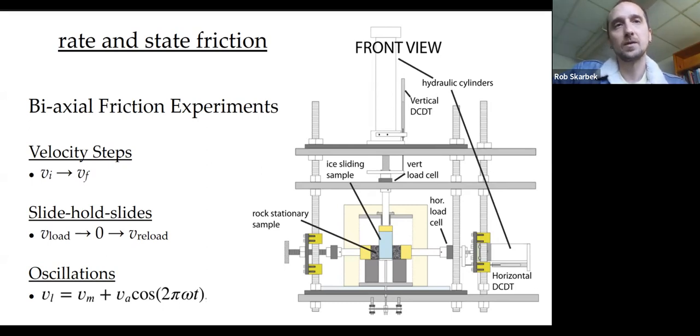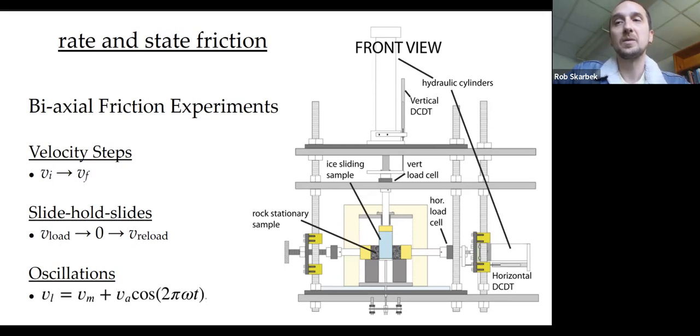So people do three different protocols. They do velocity steps, where they move the center block at some velocity and then abruptly step it to a new velocity. That provides information on how the friction coefficient depends on the sliding velocity. Another common test is called a slide-hold-slide test, where the center block is moving and then stopped altogether and then restarted again. That provides a measure of how much frictional healing takes place when there's no sliding going on. And it's also a measure of the static friction coefficient.